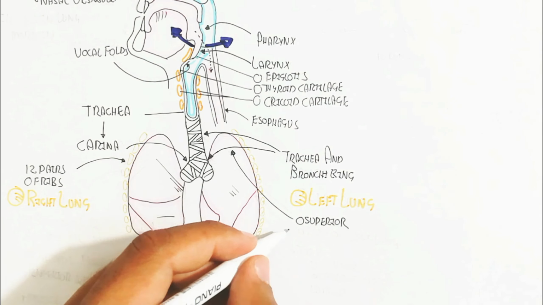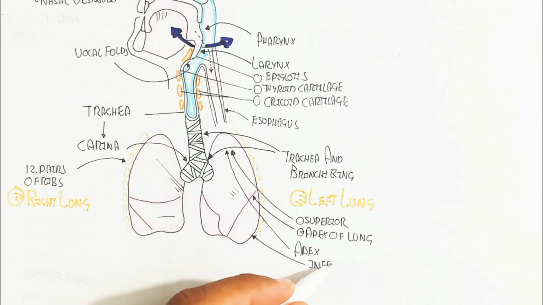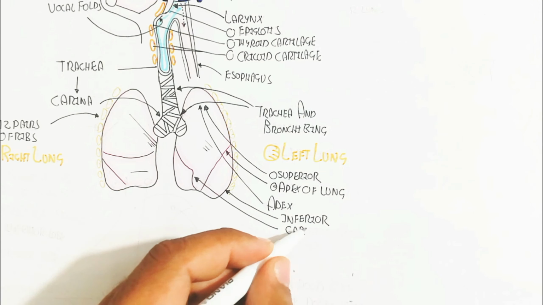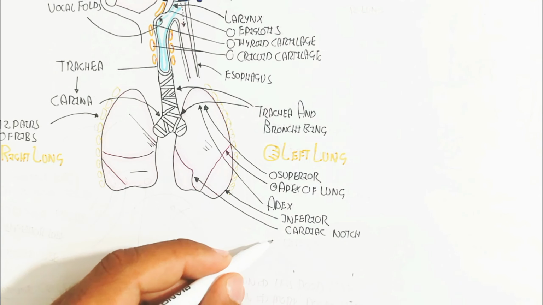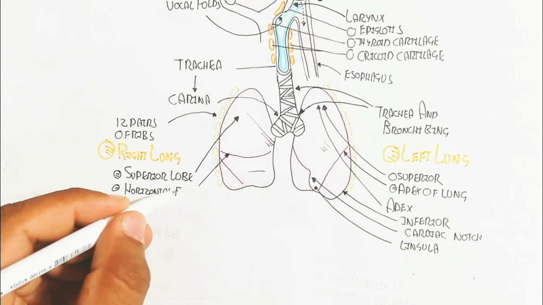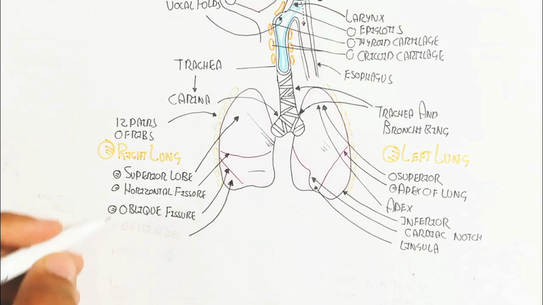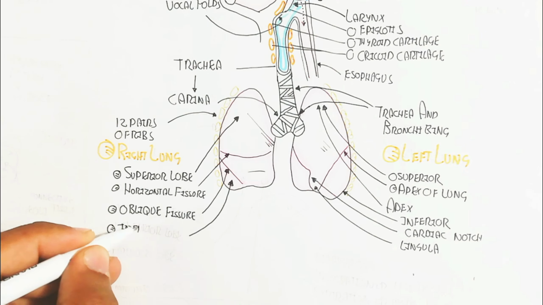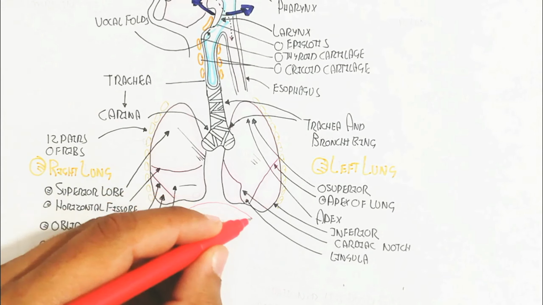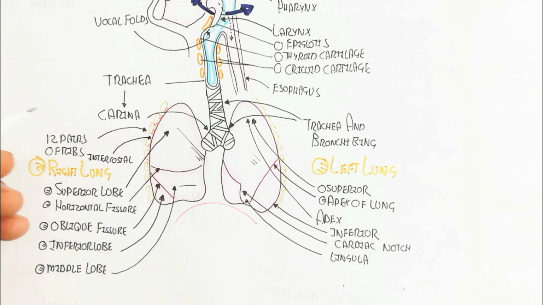This is the left lung, which contains a superior lobe with the apex of the lung, and this is the inferior lobe. This is the cardiac notch where the heart is present. This is the lingula. Here you can see the right lung, with the superior lobe, and this is the horizontal fissure which separates the lobes, and the oblique fissure, and here is the inferior lobe. We divide the lungs into different lobes because the partial pressure of oxygen and carbon dioxide is more or less different on the basis of their division.